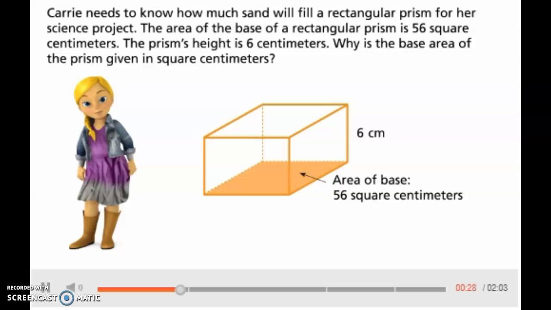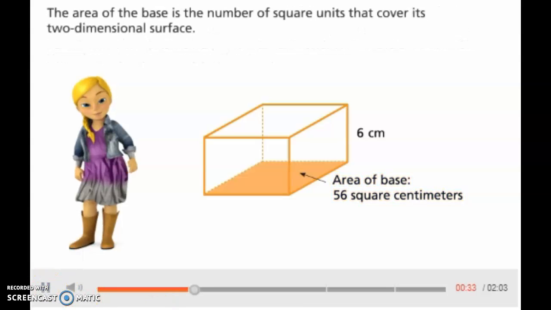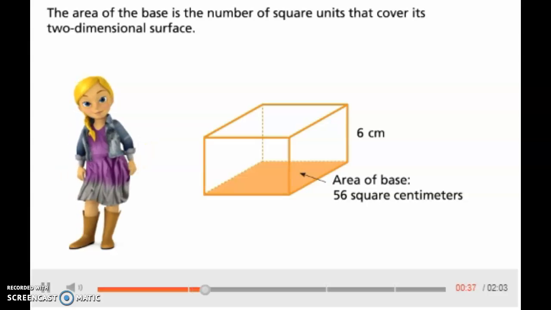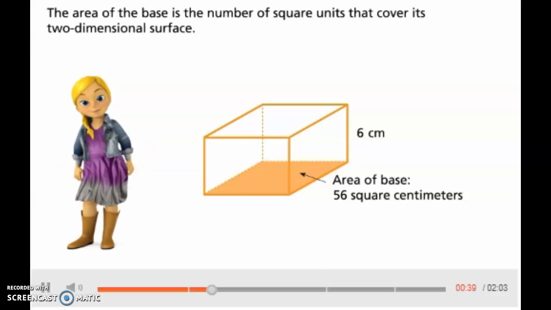Why is the base area of the prism given in square centimeters? The area of the base is the number of square units that cover its two-dimensional surface.